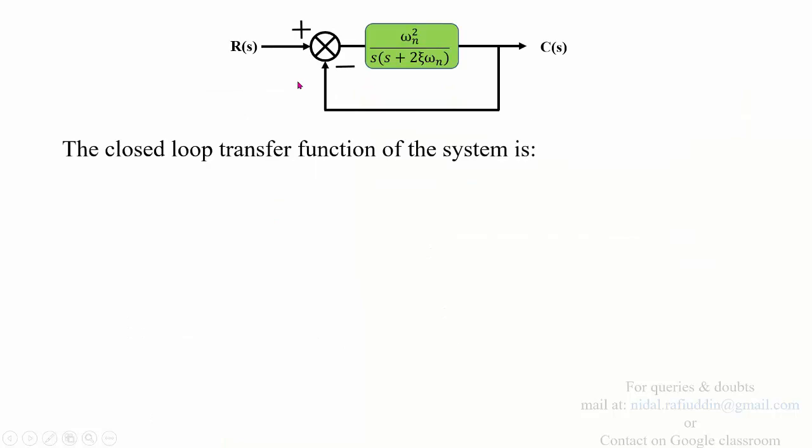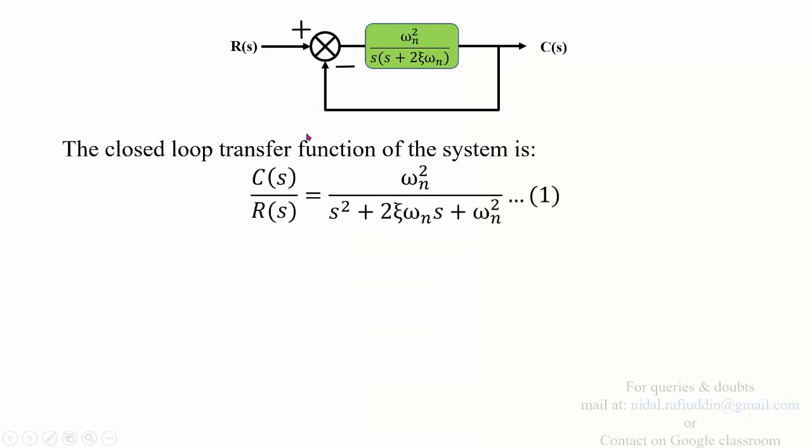Now let us try to find the closed loop transfer function of the system, which is given as C by R equal to omega n square over the characteristic expression. This can simply be obtained by using the reduction technique, where you eliminate the closed loop, so that it comes out to be equal to G over 1 plus GH. This gives you equation 1.